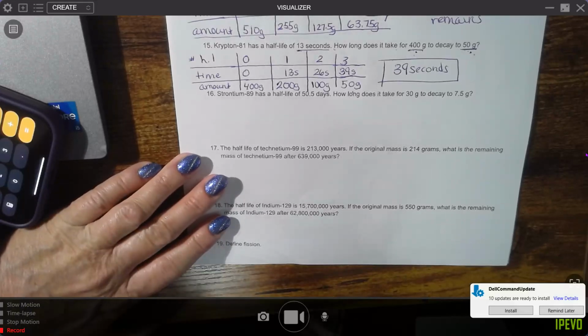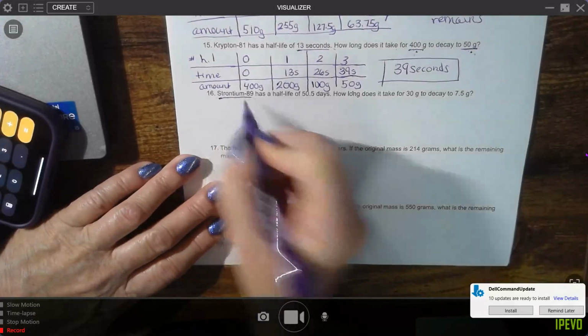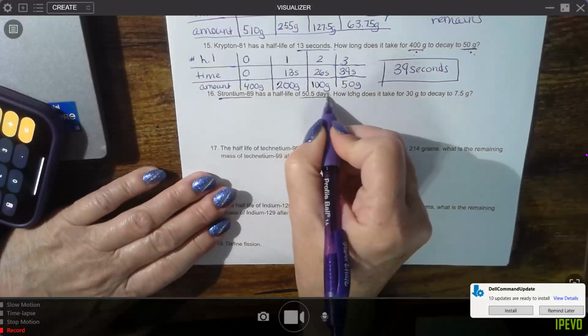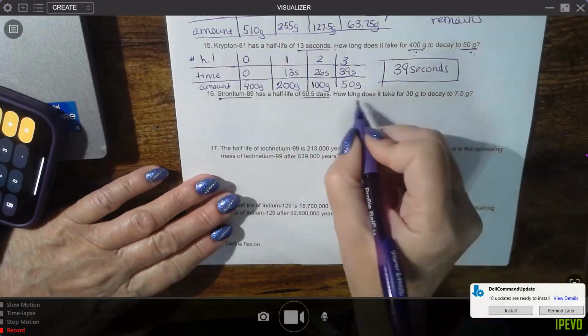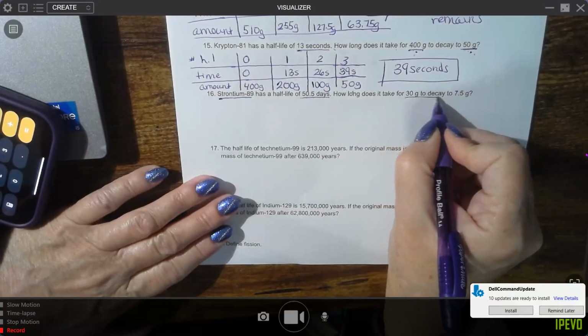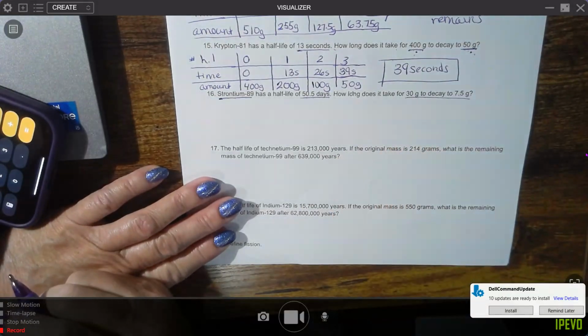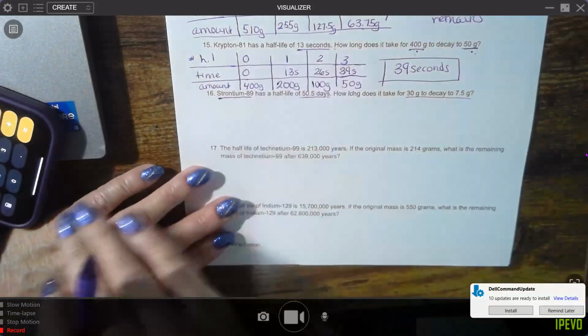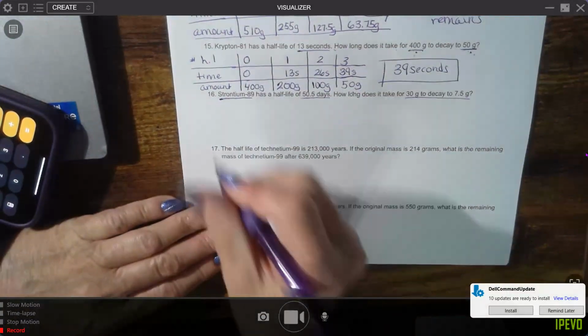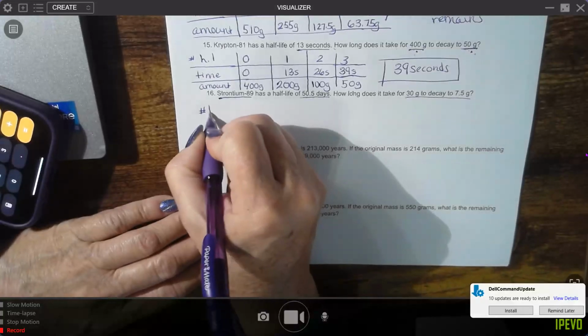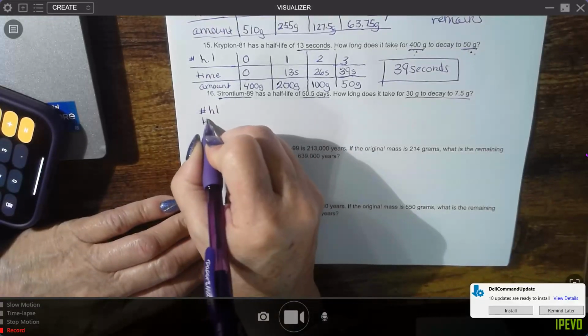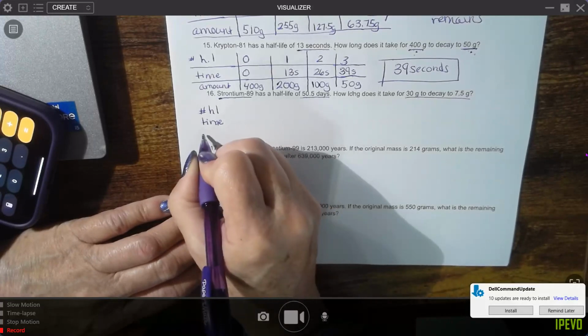All right, number 16. Strontium 89 has a half-life of 50.5 days. How long does it take for 30 grams to decay to 7.5 grams? So another problem kind of like the one we just did above. Okay, so I'm going to set up my table: number of half-lives, time, and amount.